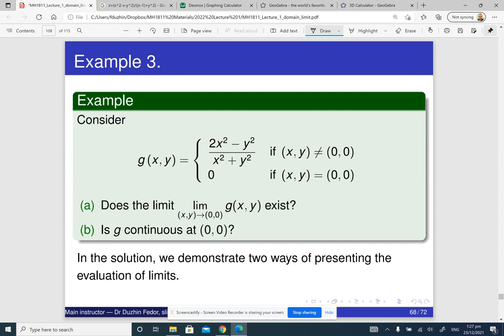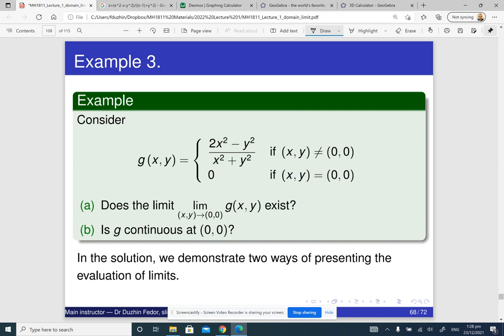So here we have a function that is defined in a somewhat strange manner. It is a piecewise function. So if xy is not zero, its value is given by the given formula, and at 0, 0, its value is by definition zero, right? Okay. So the question is, does the limit exist, and is the function continuous?